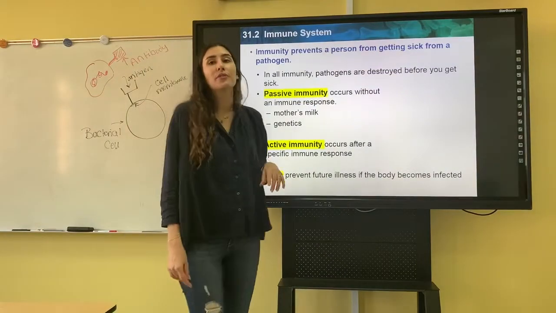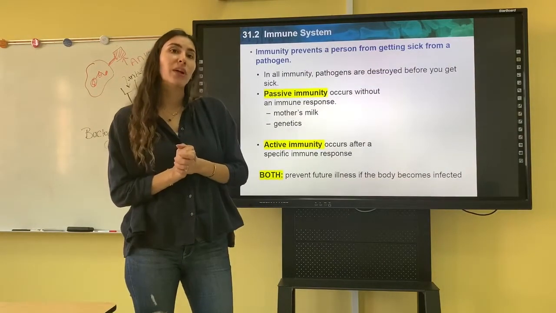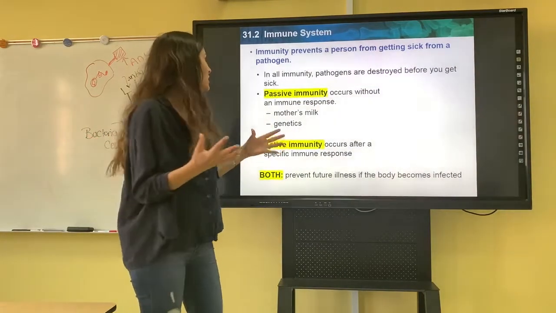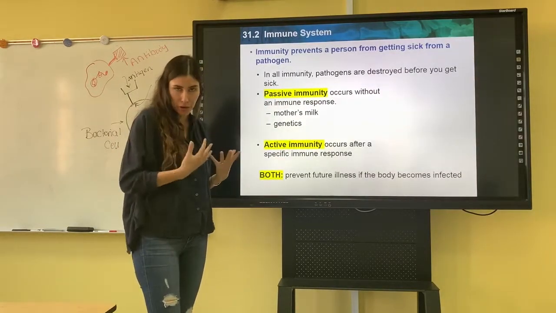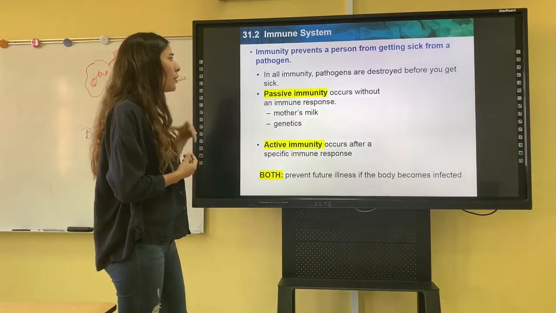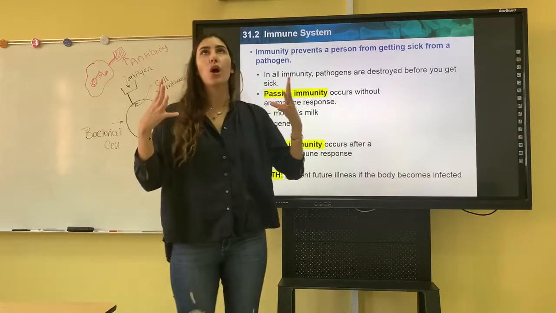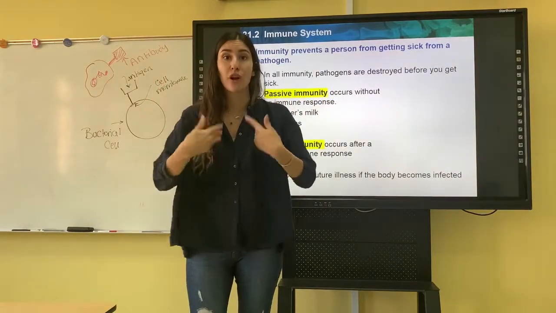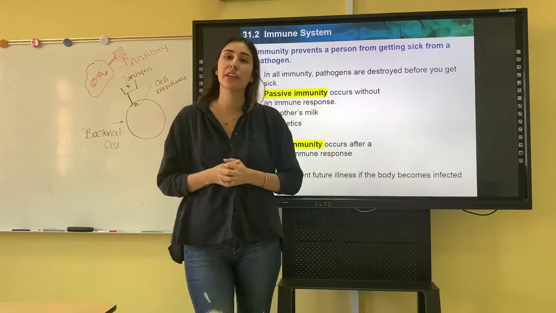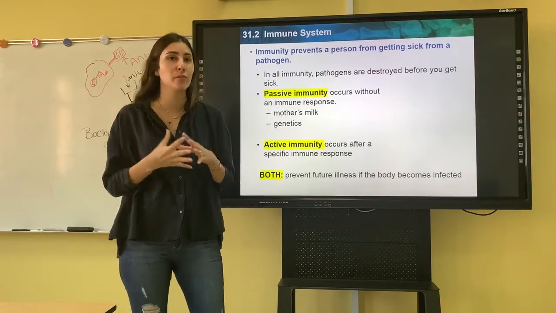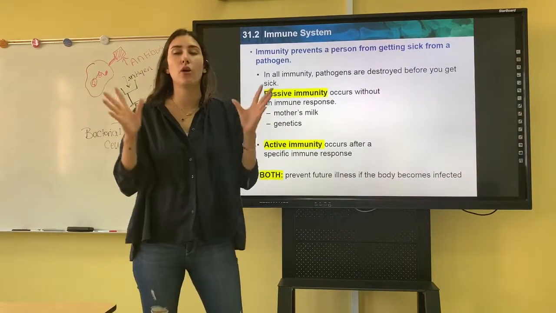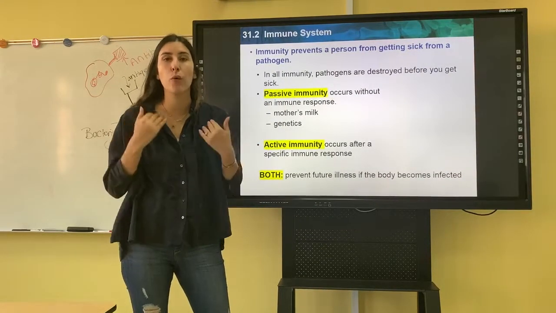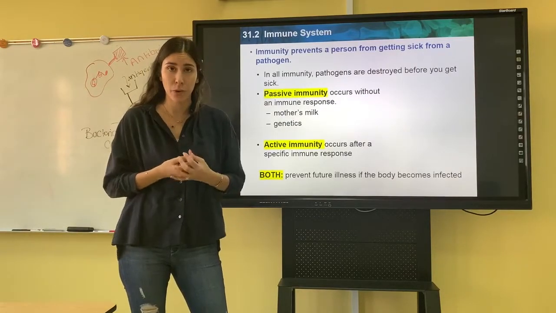The last thing I want to talk about today is that we have two different types of immunity, passive immunity and active immunity. So when we're talking about our immunity, we are born already with a type of immunity known as passive immunity. This is immunity that you already have in your genes. You're born with it. You might get it from your mom.